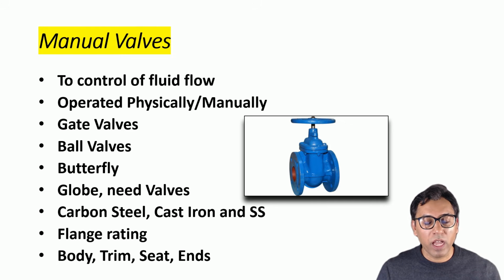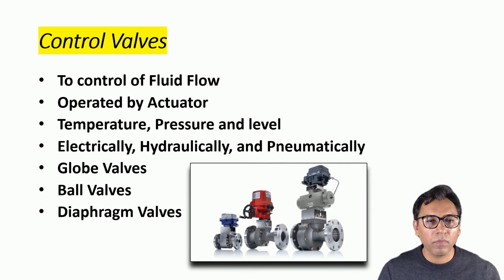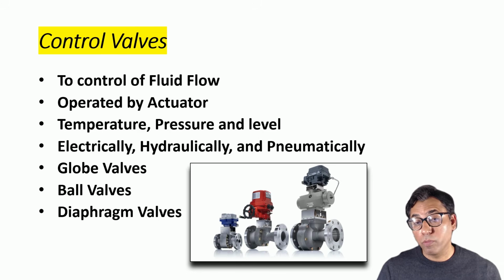Now in this slide I will talk about control valves. Control valves are used to control fluid with the help of a signal from a controller or actuator. These valves are used to control the temperature, pressure, and liquid level of the fluid. These valves have actuators which are run electrically, pneumatically, or hydraulically. Common types are globe valve, ball valve, and diaphragm valves.